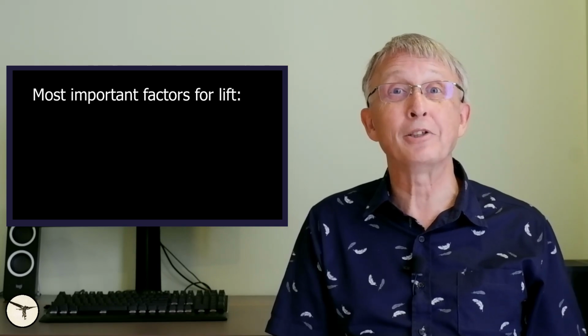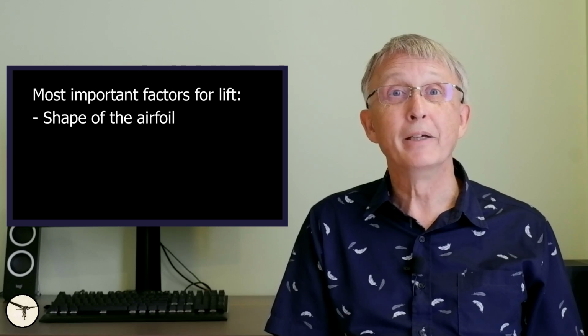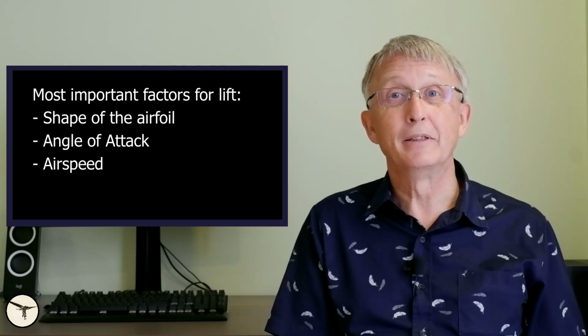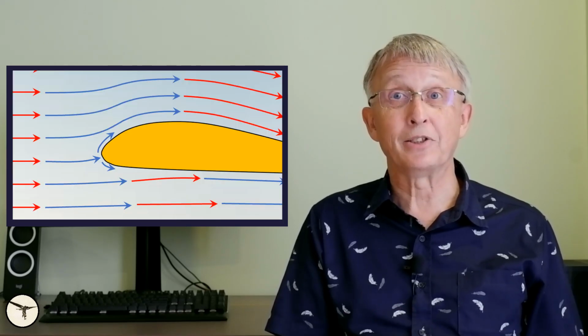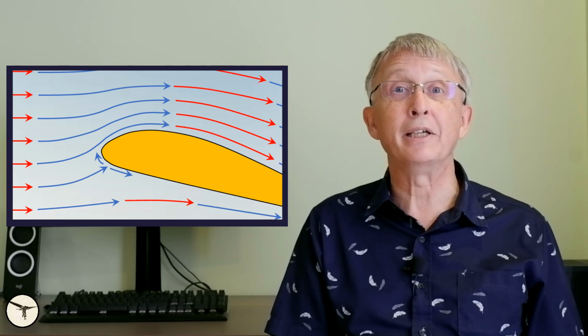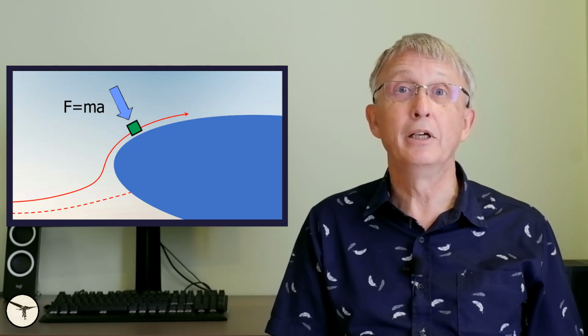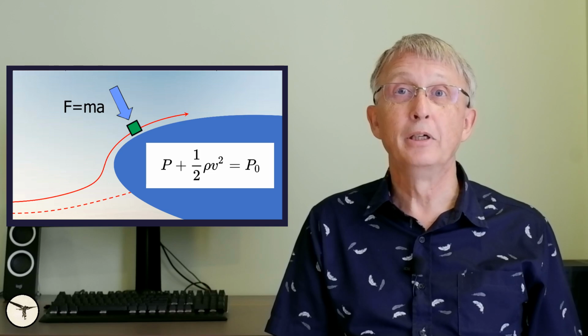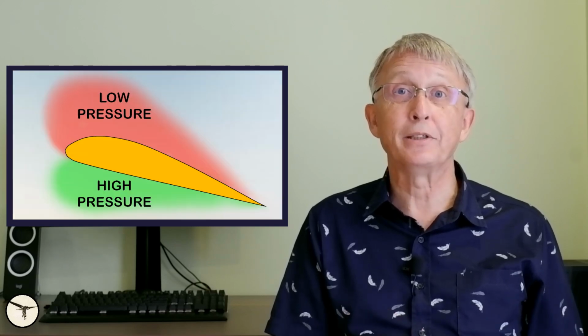The most important factors for lift are the shape of the airfoil, the angle of attack, and the airspeed. When the angle of attack is increased, the stagnation points move down and back along the leading edge. This forces more and more air to flow around the leading edge, where it is accelerated, causing the air pressure to drop. This increases the lift coefficient.